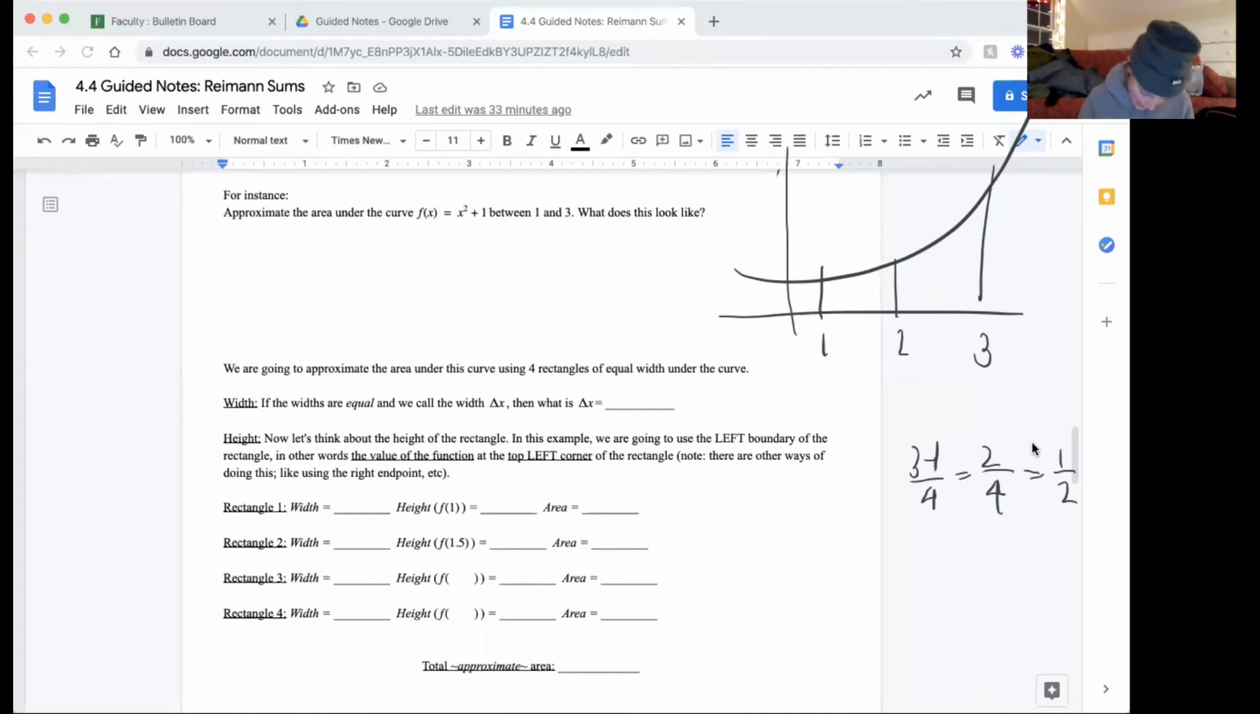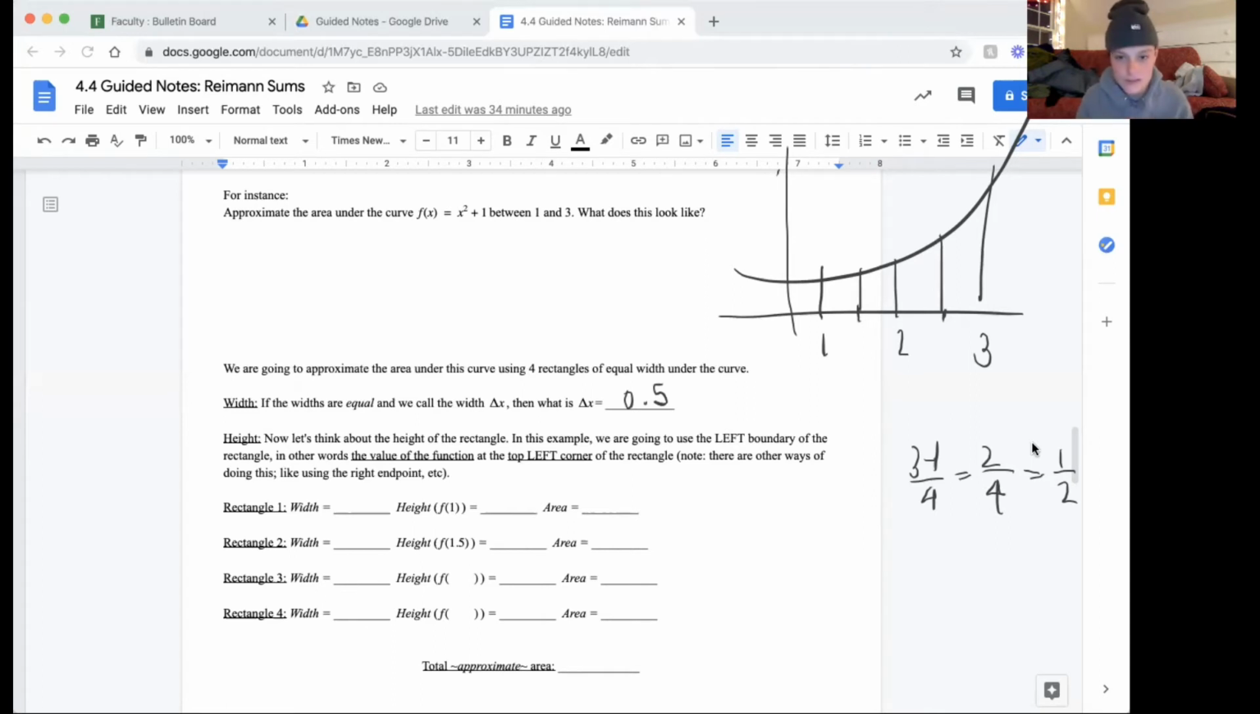So we know that the width, which we are going to call delta x, is going to be 1/2 or 0.5. And as we can see, if we use that increment right here and right here, we do in fact get 4 rectangles of equal width, which is what we wanted. So in order to calculate the area of a rectangle, we need 2 things, right? We need the width, which we have, and we also need a height.